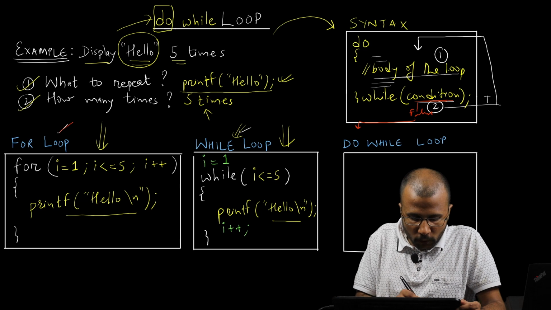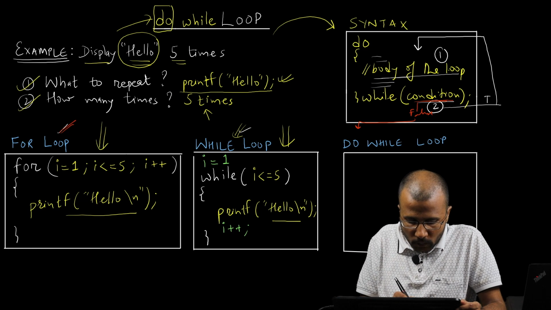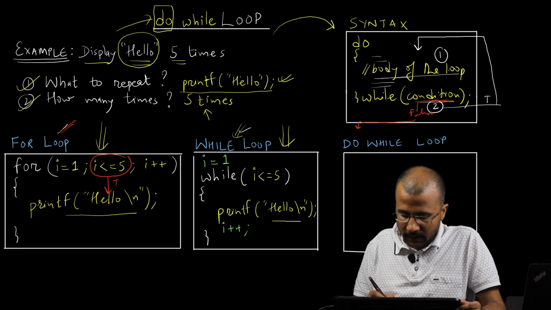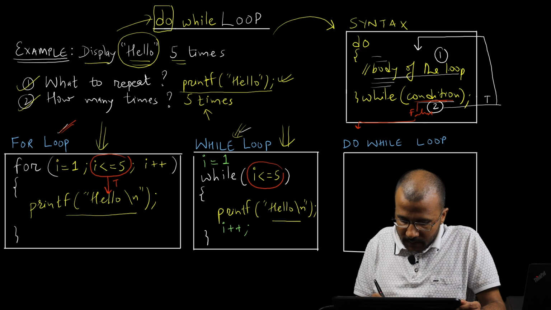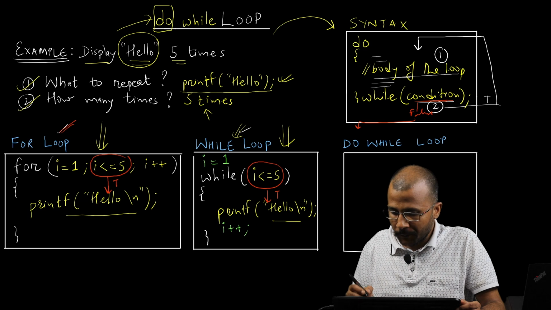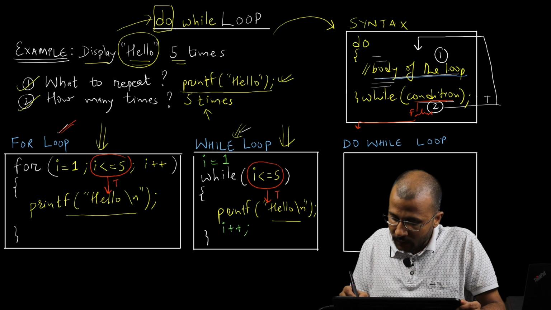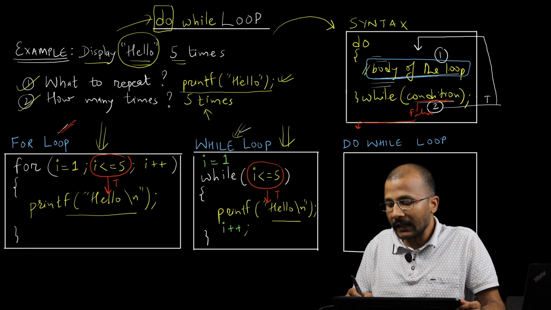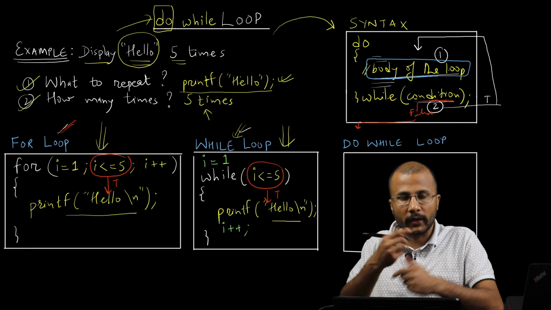In case of for loop, first of all, you evaluate the condition, and only then you go inside the body if the condition is true. Similarly, in the while loop also, first you evaluate the condition. If it is true, you go to the body and execute the statement. But in a do while loop, first you execute the body, and only then you check the condition. So it's the other way around.